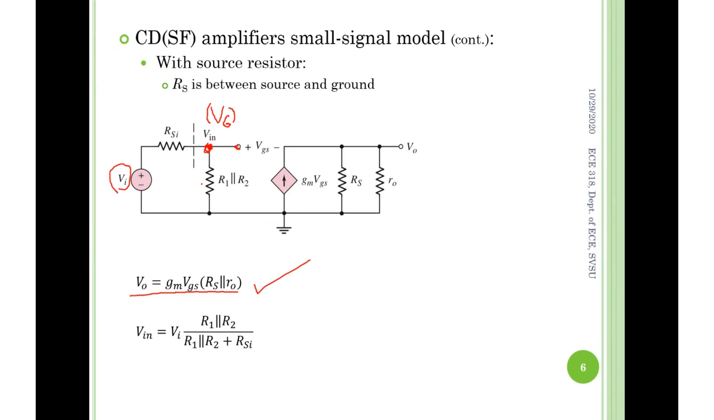Input equation, what I have: Vin equals a voltage divider. And inside of this loop, you're able to get the VG, which is the voltage across R1 parallel with R2, the voltage divider. However, what's the problem? Can anyone see the problem?